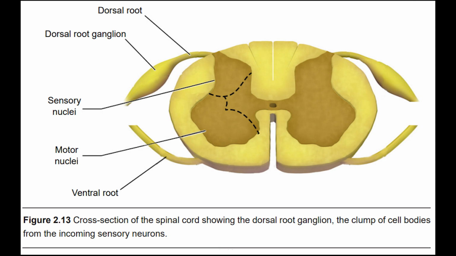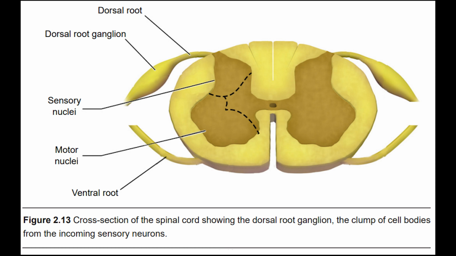Most notably, the inner portion of the section has a butterfly-shaped structure of gray matter surrounded by a border of white matter. Gray matter contains mostly cell bodies, while white matter contains mostly pathways of communication. Therefore, the ascending sensory tracts and descending motor tracts run along the outer portions of the spinal cord section.